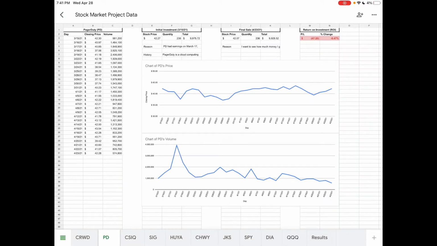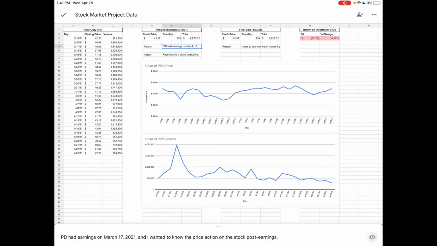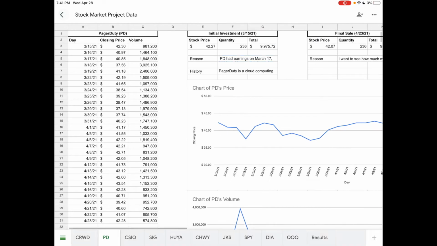So the next stock that I have is PD, or PagerDuty, which is a cloud computing company that provides an incident response platform or handles data breaches and cyber attacks for other information technology companies. So the reason why I bought this stock is because it had earnings on March 17th, 2021, and I wanted to know the price action. So here is the data that I collected.